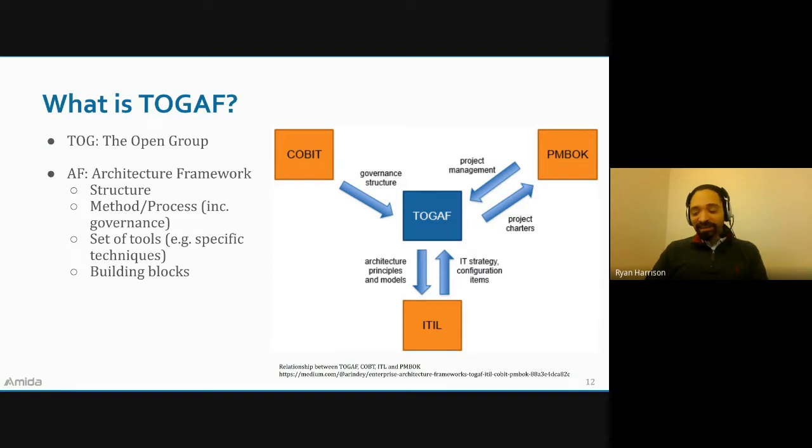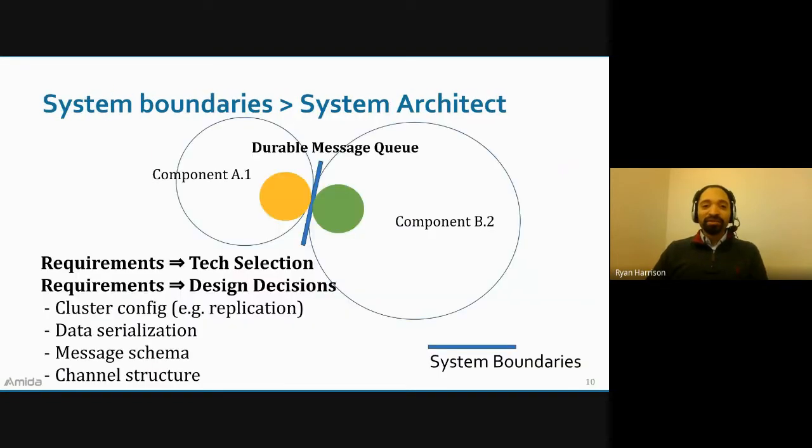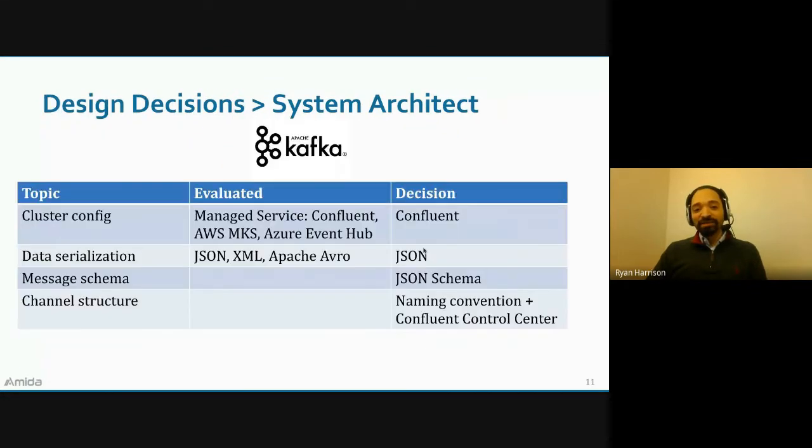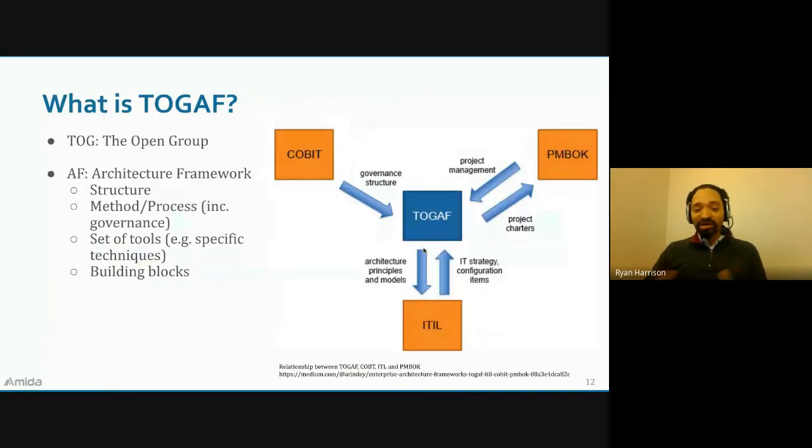And then finally, the output of doing these, component A and the system boundary analysis, et cetera, is a set of building blocks, architecture building blocks and solution building blocks. Where architecture building blocks define the requirements and the thing that is to be built. And the solution building blocks define exactly how you build it. So the architecture building block would say durable message queue, and the solution building block would say I'm going to implement it in AWS MSK.